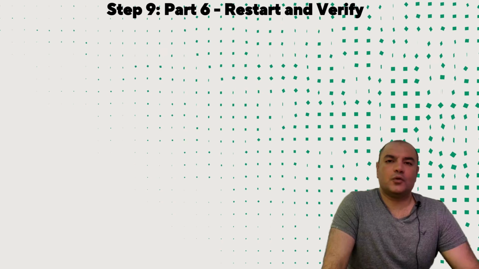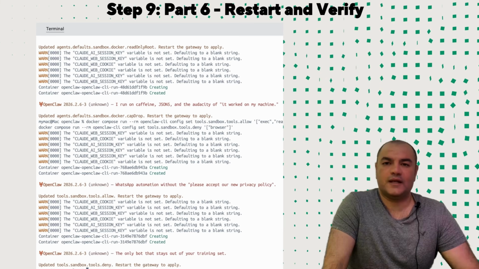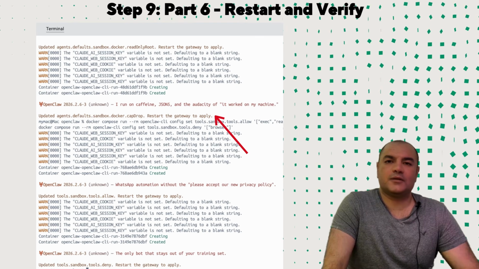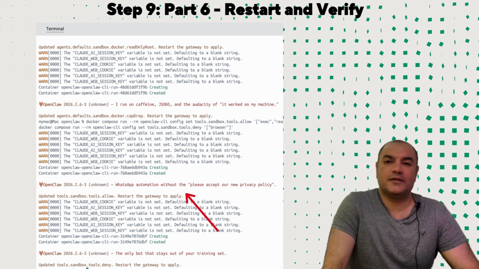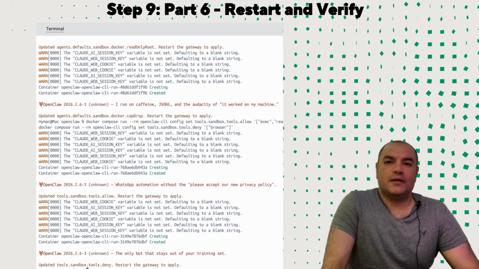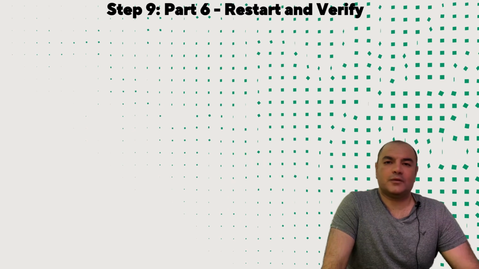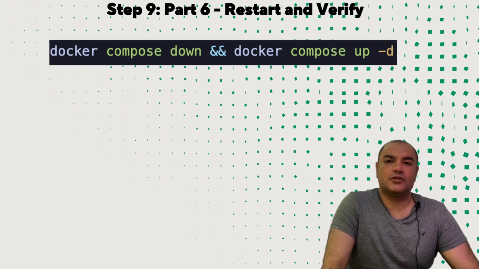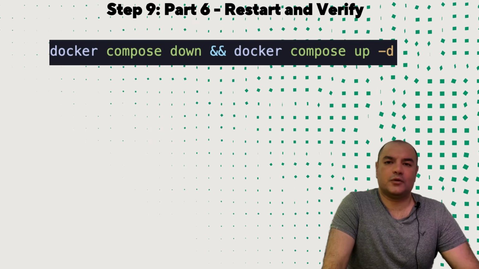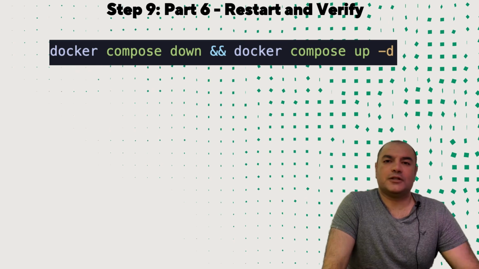Since we changed core config, we need a full restart. You might have noticed the terminal asking us to restart after each command, but we have saved the restart for the end on purpose. The last thing we want is a half-baked sandbox. One more time, let's bring back our old faithful, the restart command. docker-compose down && docker-compose up -d.